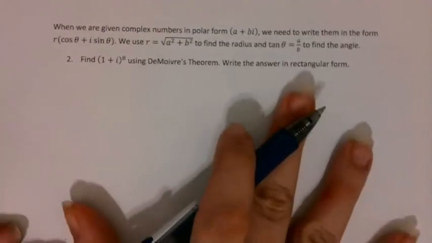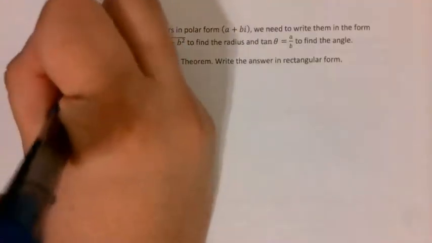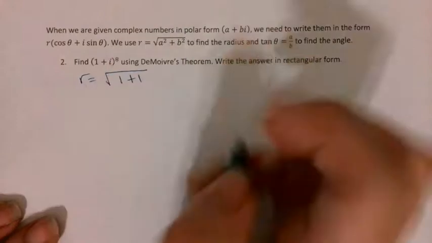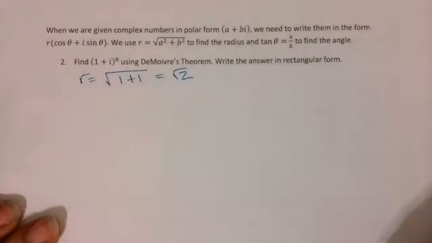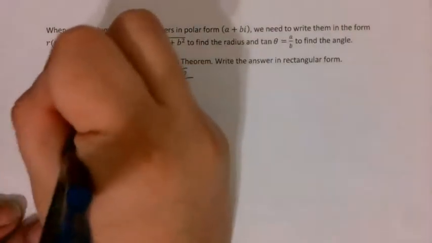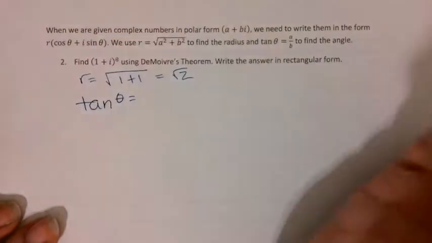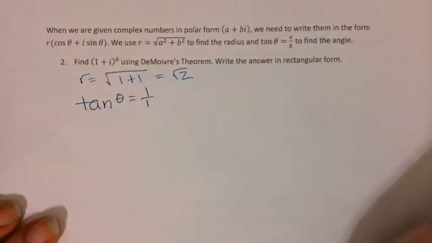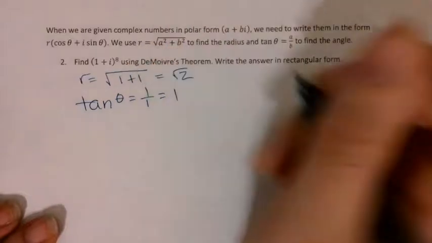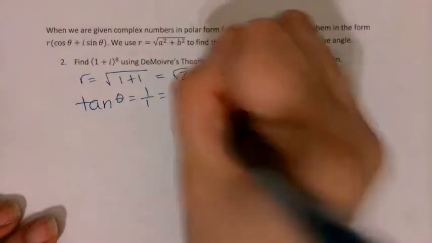So in order to use the theorem, I need to find r and my angle. r is going to be the square root of 1 plus 1, because my a is 1 and my b is 1. So this is just square root of 2. Then I'm going to do tangent theta equals my a divided by b, so 1 divided by 1. Tangent is 1 at pi fourths.